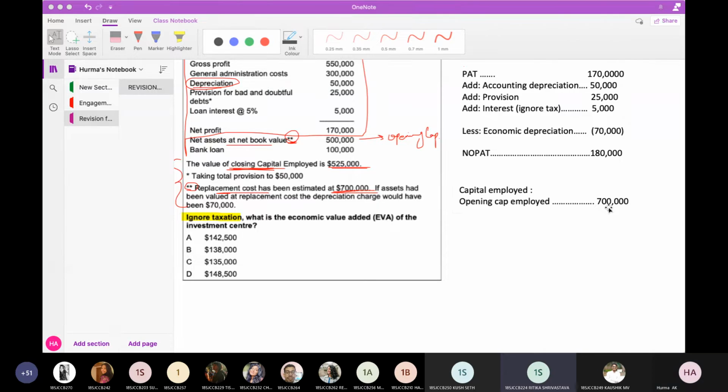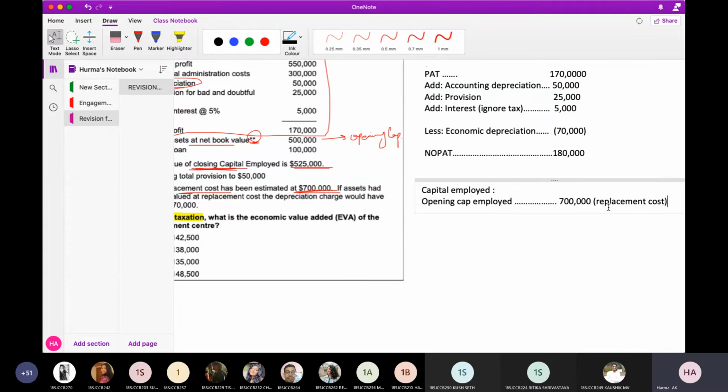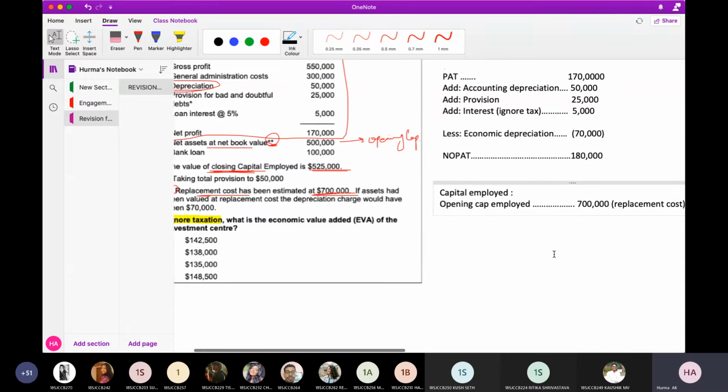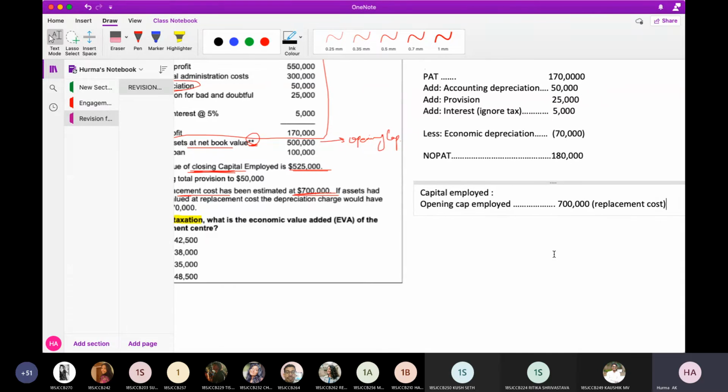Ma'am, shouldn't the opening capital employed be 5 lakhs only and then you add the replacement cost of 7 lakhs? If you want to do it like that, you can also do it like that, but this is a better way of showing it, no? What will you show that 2 lakh as? You have to put some name to it. What will the 2 lakh adjustment be called? Increase in the fair value? Or revaluation surplus? What will you say?